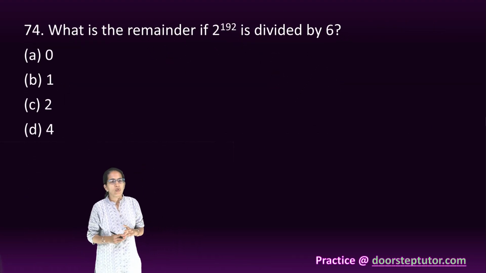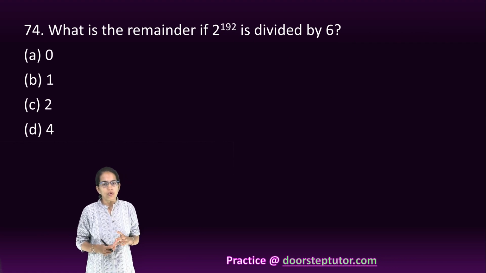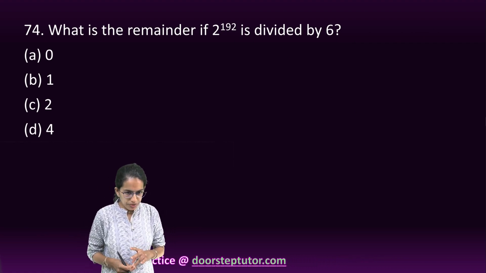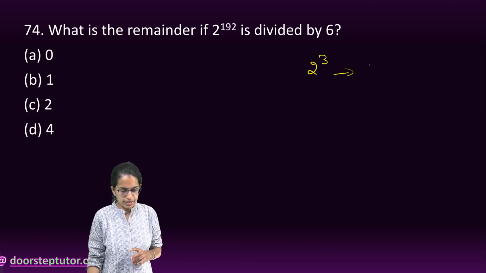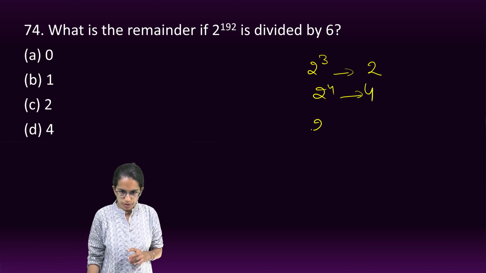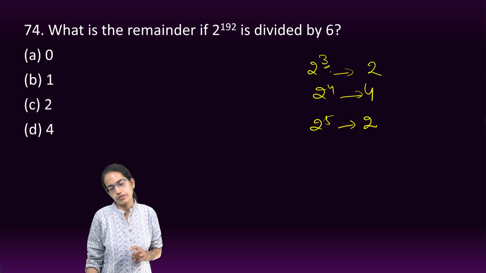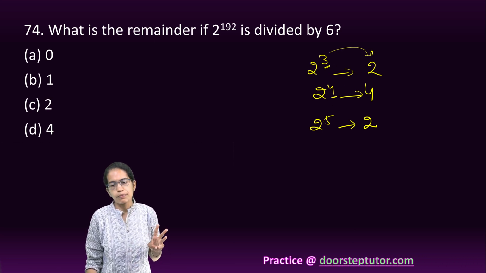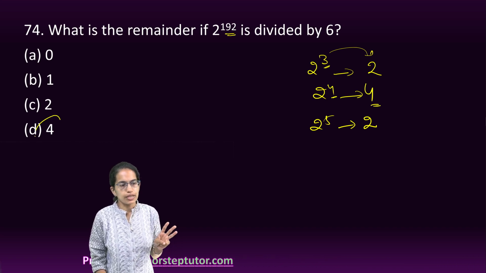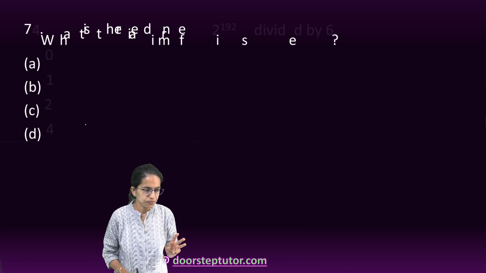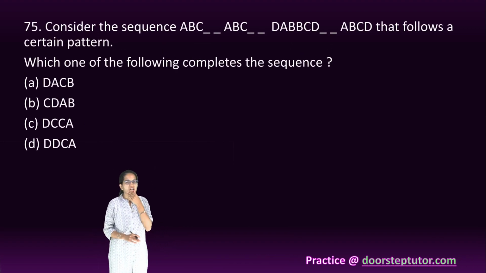Coming next, what is the remainder if 2 raised to 192 is divided by 6? So if I have 2 raised to 3, then my remainder is 2. 2 raised to 4, the remainder is 4. 2 raised to 5, the remainder is again 2. That means when my power is odd, my remainder is 2. When my power is even, my remainder is 4. So here my power is even, so my remainder would be 4.